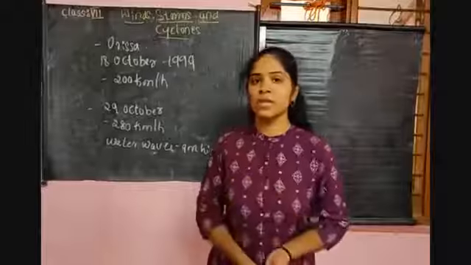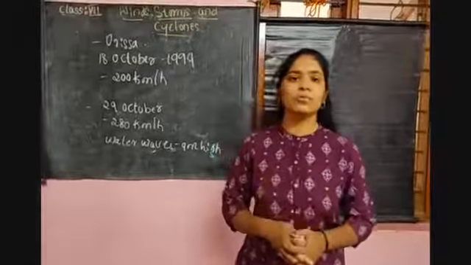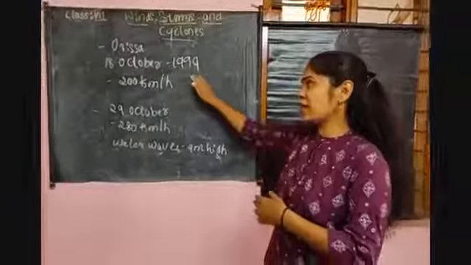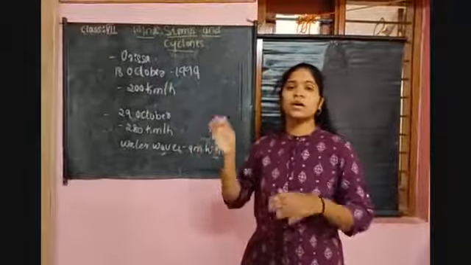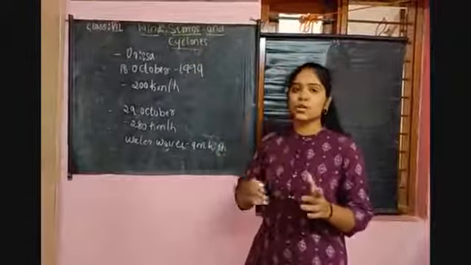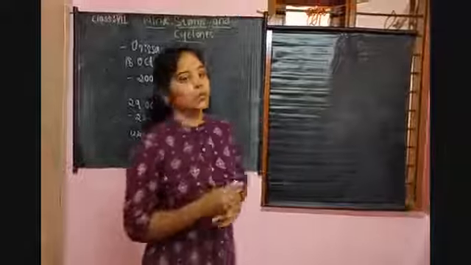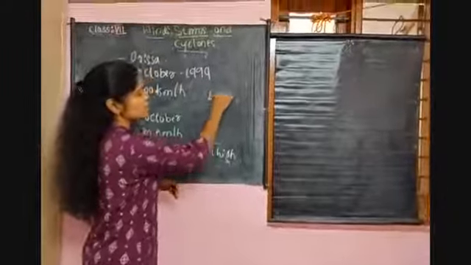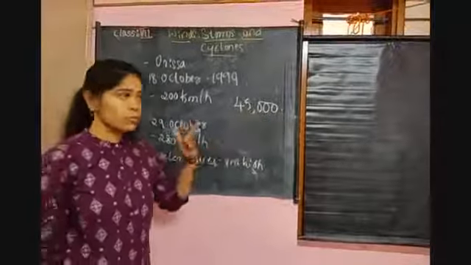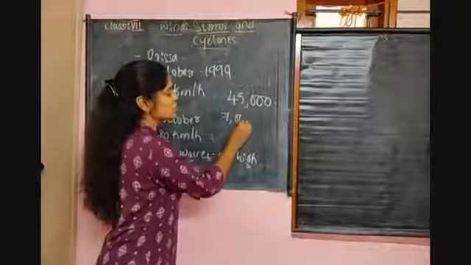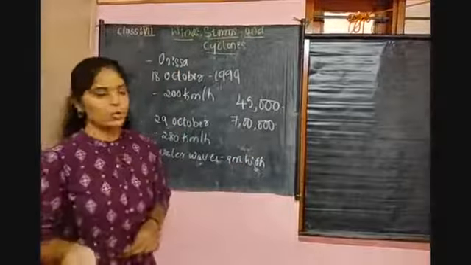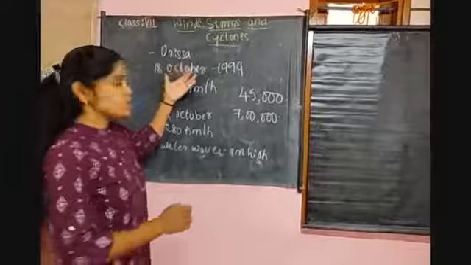Before starting that, I will give you an example of a cyclone. In the year 1999, on 18th October, a cyclone hit Orissa, which caused a lot of destruction there. It made 45,000 people homeless, and 7 lakh of the economy was lost to that state, Orissa.